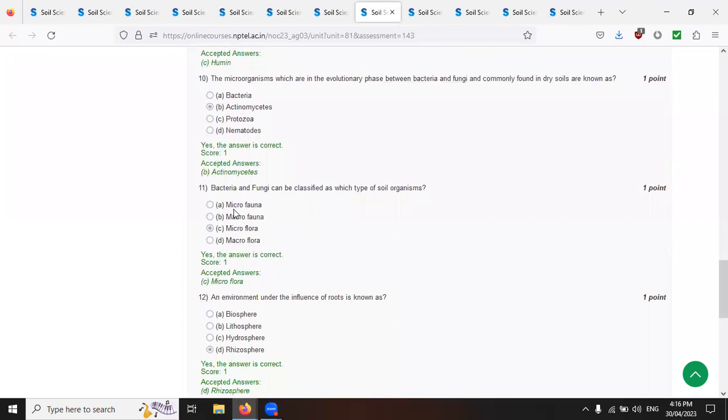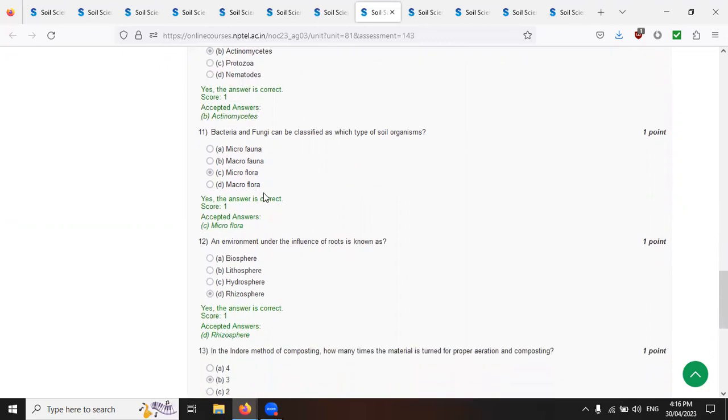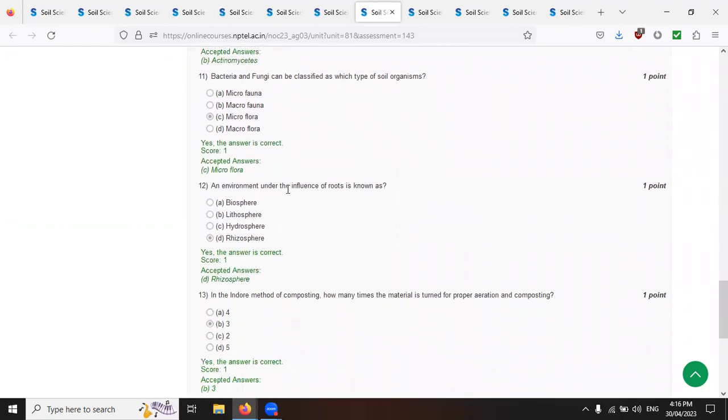They're cool. Bacteria and fungi can also be classified as which type of organisms? Micro, macro, flora or fauna? Microfauna. Microflora. F-L-O-R-A. An environment under the influence of roots is known as the bio, litho, hydro, or rhizo. Which one's Latin for roots? It's rhizo.